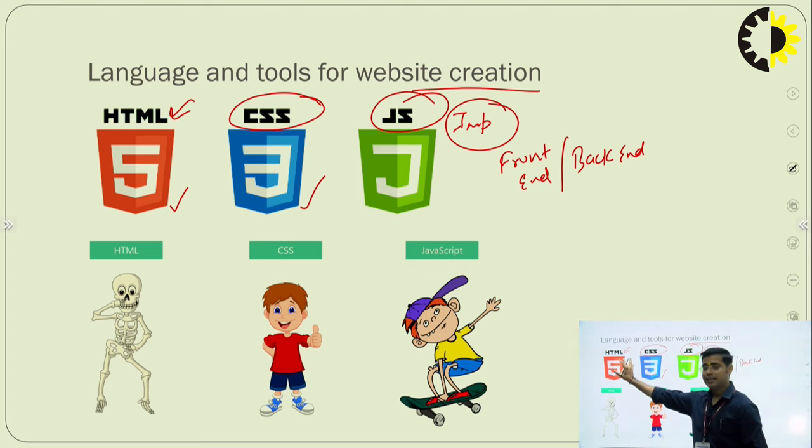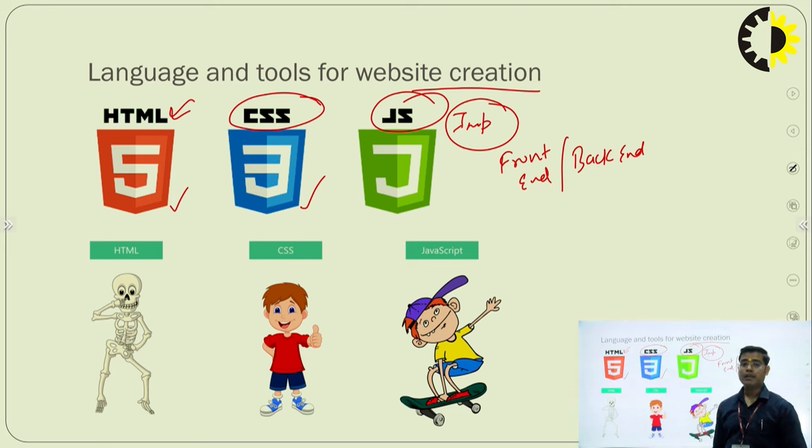Through HTML, we develop only the structure of your website. As you can see here, this is a skeleton. It is just a structure that provides the basic structure of your web page. Through CSS, we beautify the HTML elements. In HTML there are multiple elements, markup tags, and through CSS we beautify those tags. Through JS, we provide the functionality and content behavior. Basically, through JS, we provide the logic on your website. Understood?